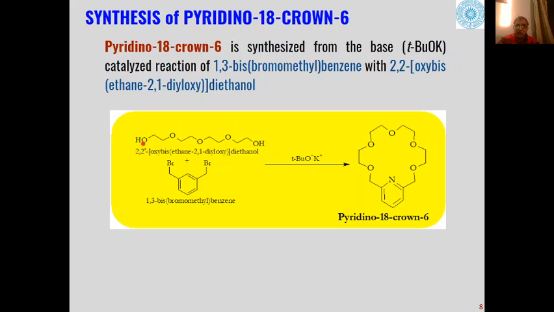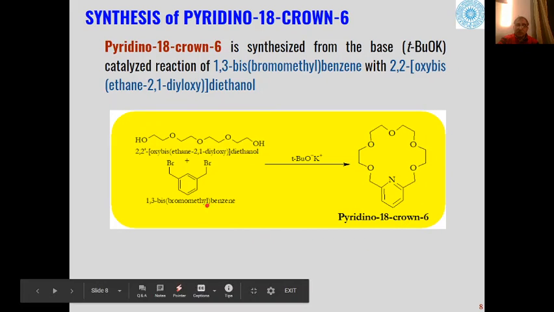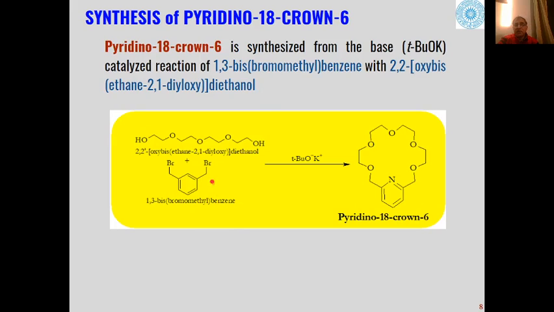So this will cyclize in the presence of this base. This is 1,3-bis bromoethyl pyridine, not benzene. So there is a mistake here. We need to have nitrogen in this case. Then only we can get pyridino-18-crown-6. So when this pyridine derivative is reacted with this diethanol derivative, we will get pyridino-18-crown-6 as the product.